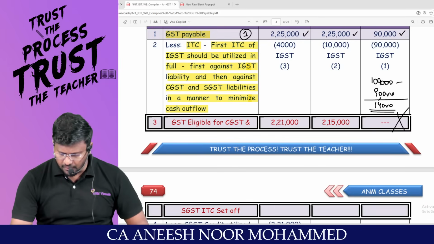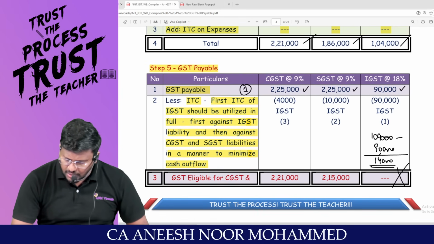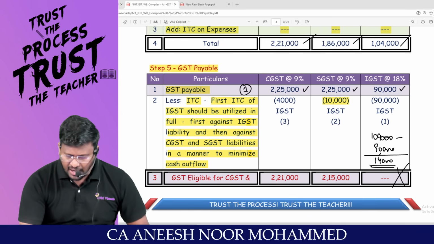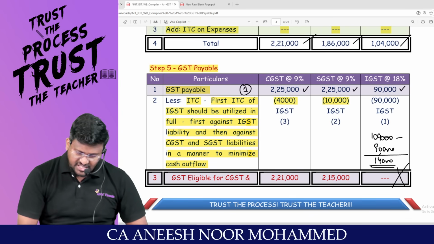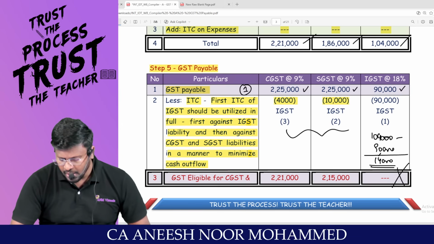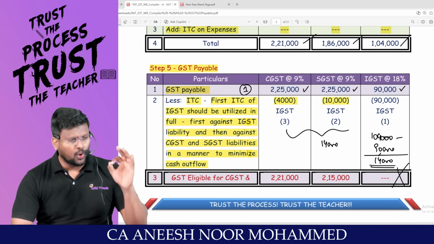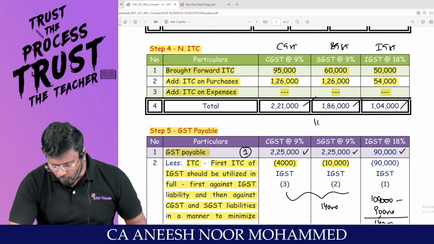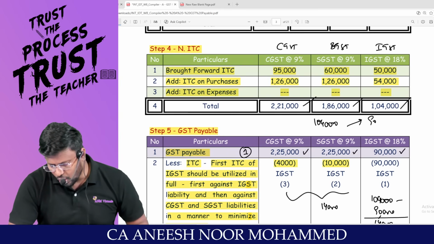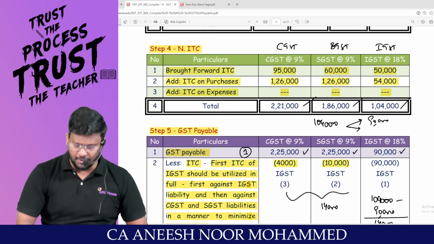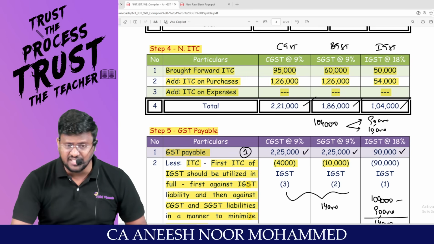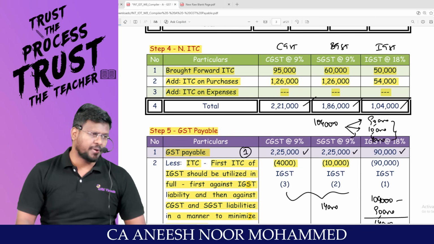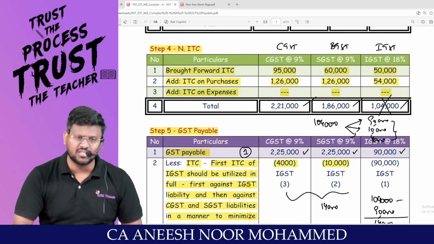In the sense, my dear lovable students, I still have 14,000 rupees of IGST. I have claimed 10,000 rupees against SGST and 4,000 rupees against CGST. So by this way, 14,000 has been knocked off. Now, how much is the IGST credit balance? It becomes 0. So 1,04,000 rupees was the IGST credit. I have knocked off 90,000 rupees against IGST payable, 10,000 rupees against SGST payable, and 4,000 rupees against CGST payable. That's it. IGST credit has been exhausted.